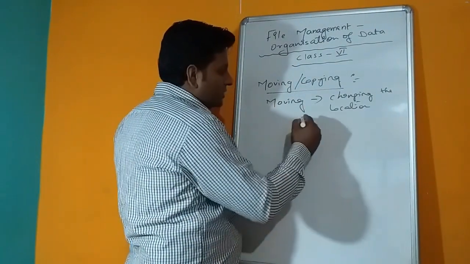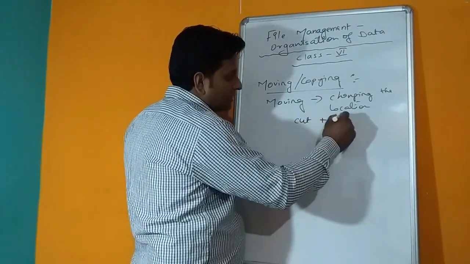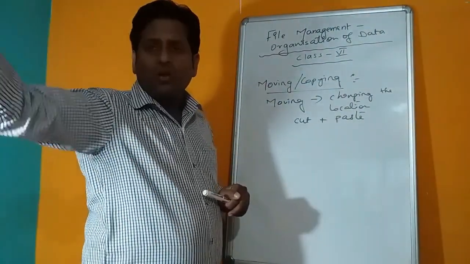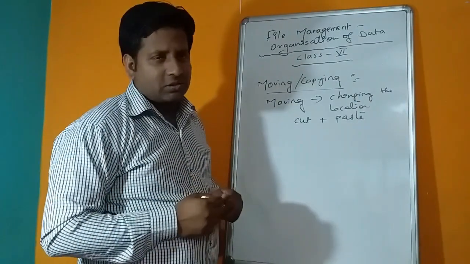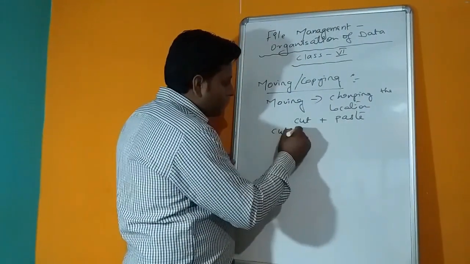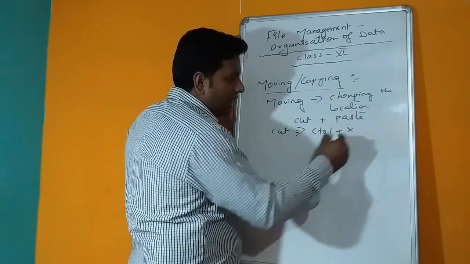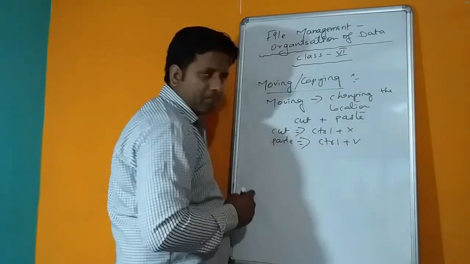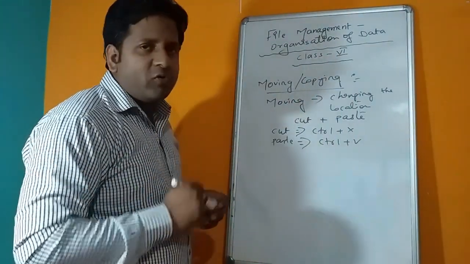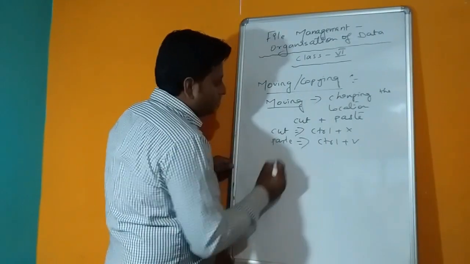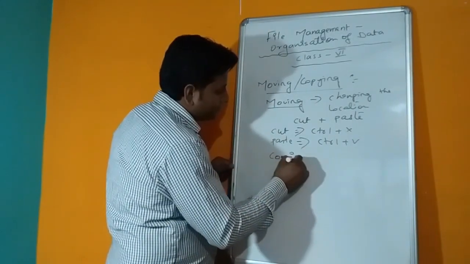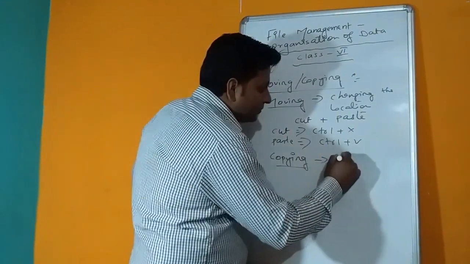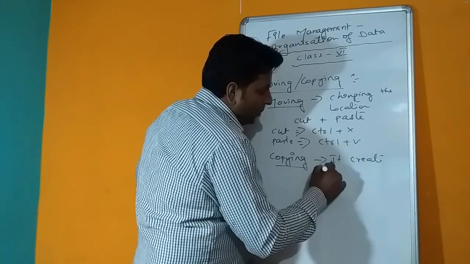Such a feature is known as cut plus paste. You can cut the file or folder from one location and paste the file or folder in another location. The shortcut for cut is CTRL plus X and the shortcut for paste is CTRL plus V. So this is all about moving. Just the opposite of moving we have copying. Copying creates a duplicate of the file.